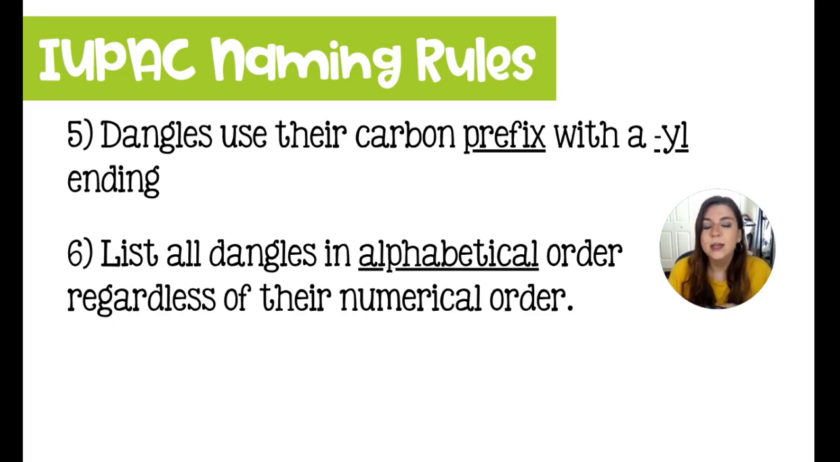So for instance, an ethyl will always come before a methyl because E comes before M. But if you look at the carbon chain, your methyl might be on the 1st carbon and your ethyl might be on the 4th carbon. But their location does not matter when we're talking about the names. For the names, we are going to list them alphabetically.